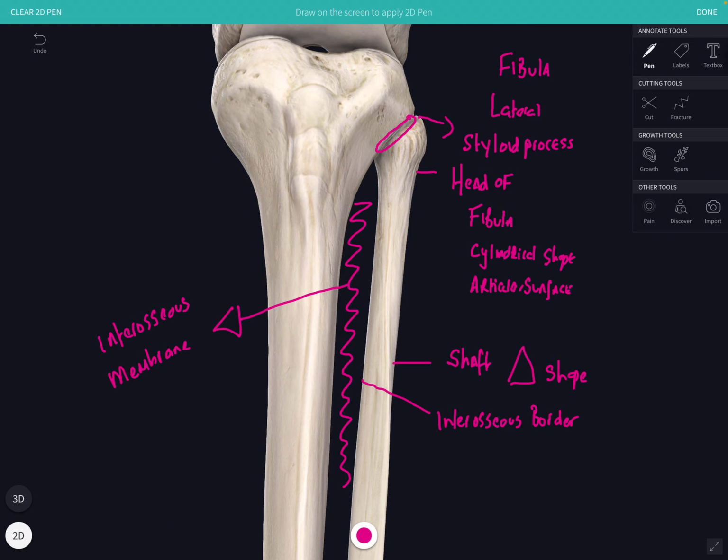Which runs from the articular area of the lateral malleolus all the way up to the articular area on the head of the fibula. So this becomes the interosseous border. Now the fibula itself also has a medial crest, which arises posterior to the medial border and ends at the medial side of the head of the fibula. Now distally, the fibula becomes the lateral malleolus.